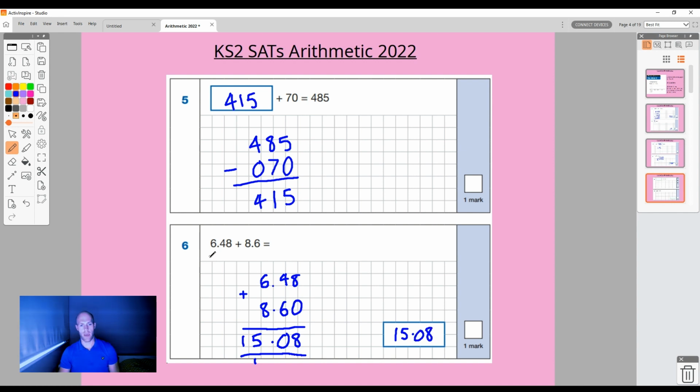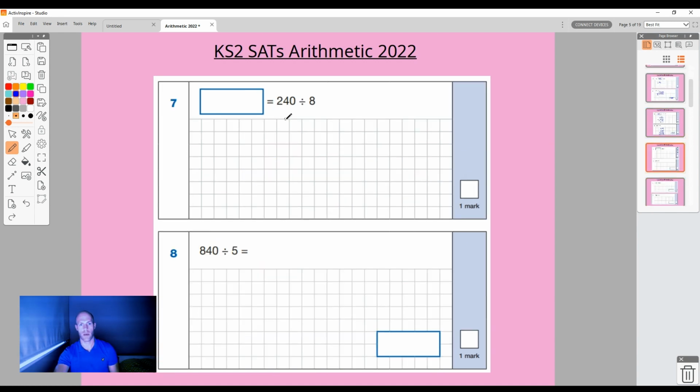A really quick check here. 6 add 8 is 14 something. Yeah, that's about right. 15.08 looks about right, just from a quick check. Just because the answer box is on the left-hand side, it's still equal to the other side. You can just flip it around in your head.